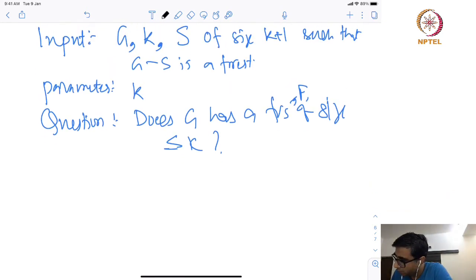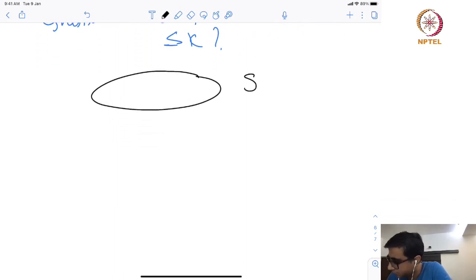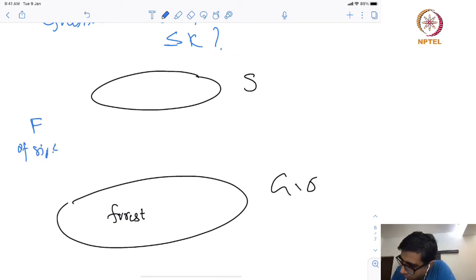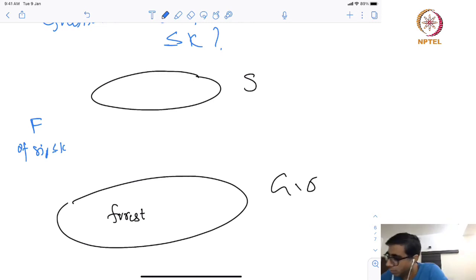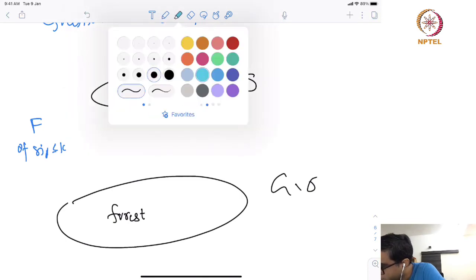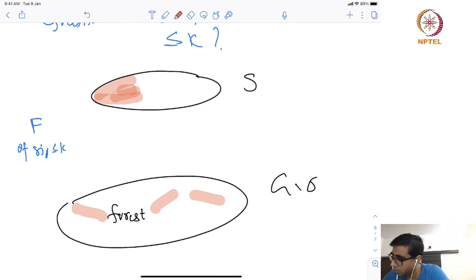So now let's look at how the world looks like. The world looks like this: I have S, and I have G minus S, which is a forest. And what is my goal? The goal is to find F of size at most k. Now how could F look like? F could look like picking some vertex from here and maybe picking some vertex from here. This is how F could look like.